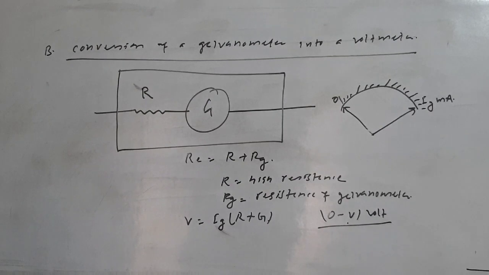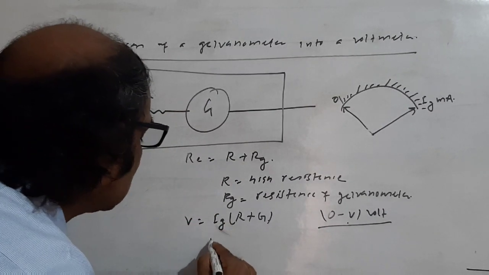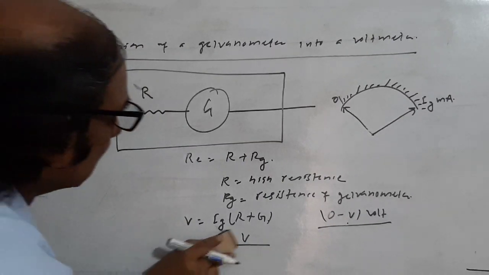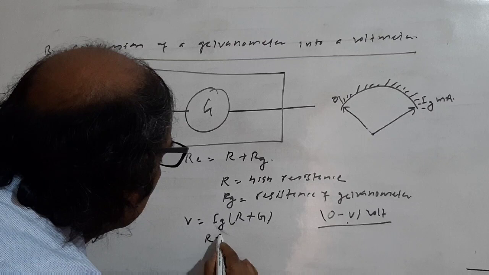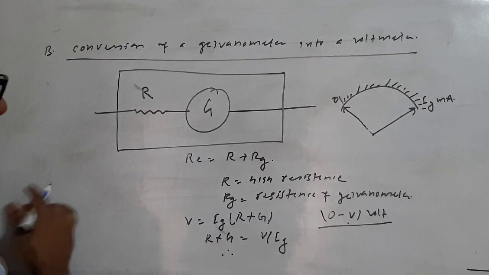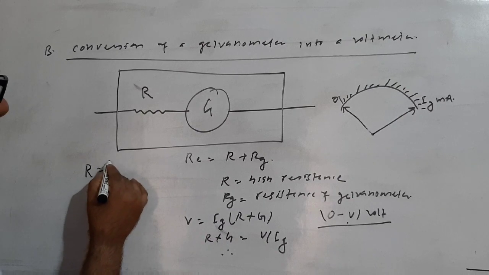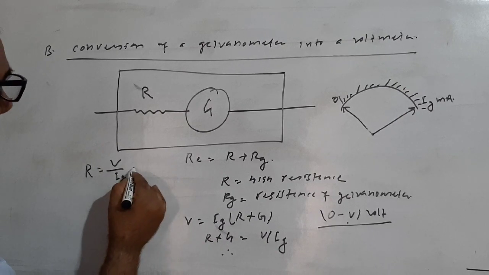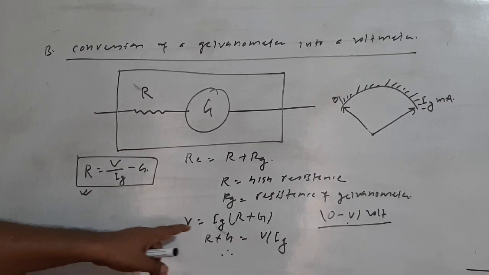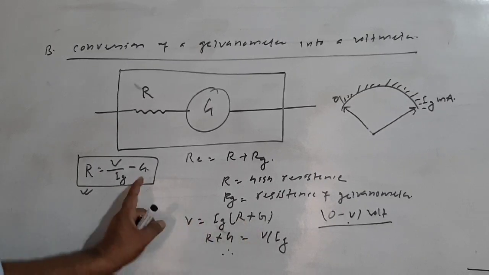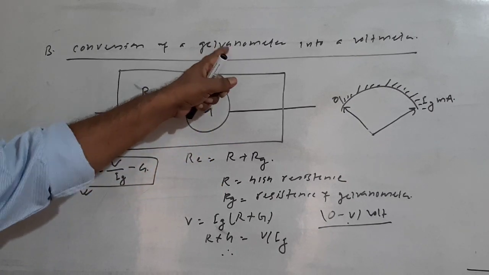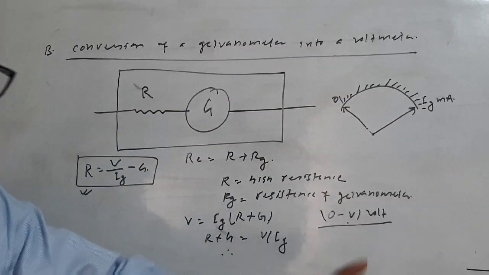If we want to construct this voltmeter, how much resistance must we add? It can be calculated by this equation. First, R plus G equals V by Ig, and then R equals V by Ig minus G. So this is the required expression for the high resistance, R equals V by Ig minus G, and this is the required resistance connected in series to a galvanometer when it is converted from a galvanometer into a voltmeter of the range 0 to V volt.